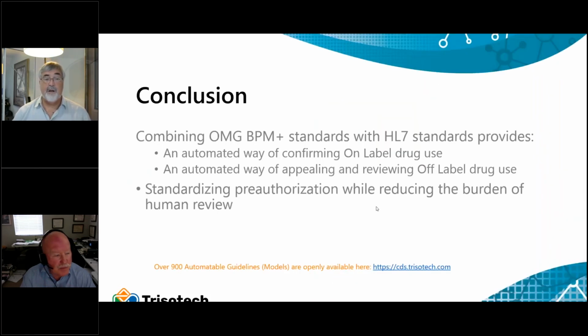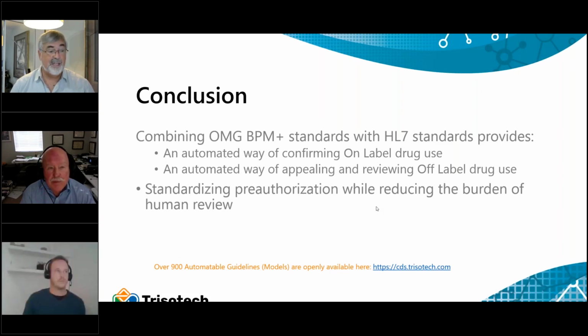So in conclusion, we feel that by combining these standards from the Object Management Group, what's called the BPM+ Health standard series, with the HL7 standard, we provide a very simple way to automate the confirming of on-label drug use, but we also offer a way for appealing and reviewing of the off-label drug use. We think that this standardization of pre-authorization will reduce the burden of the human review greatly on both sides of the fence. So that was our quick presentation.